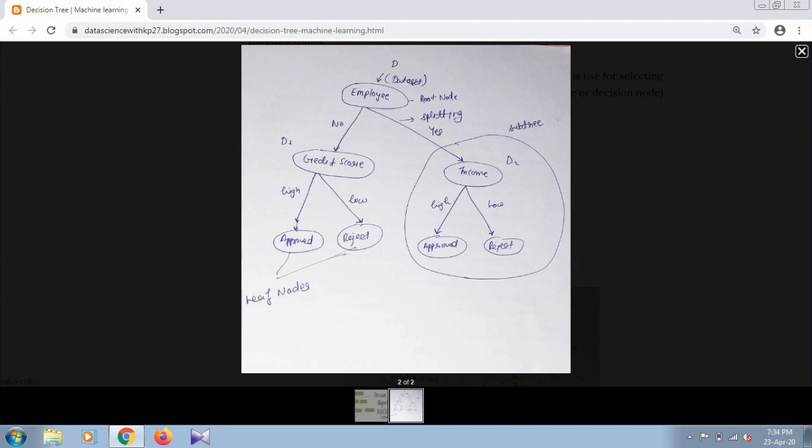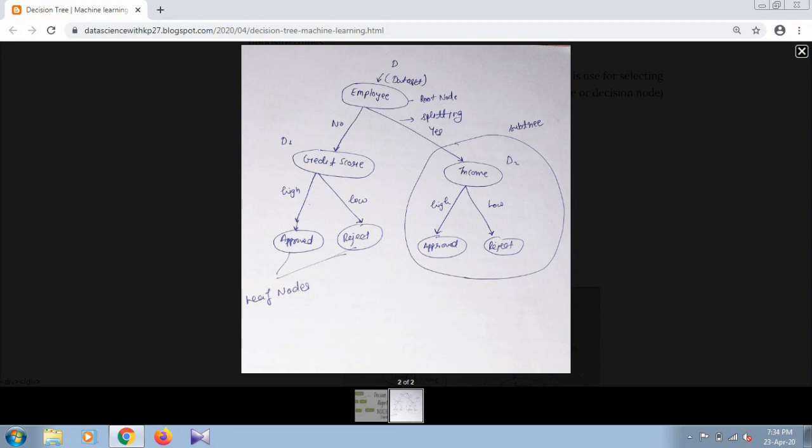So this is the whole data set D, and now we are dividing it into D1, the data set of persons who are unemployed, and D2, those who are employed. If the person is employed, then we will check the income of that person. If the income is high, then we will simply approve their loan. If the income is low, then we will reject their loan.